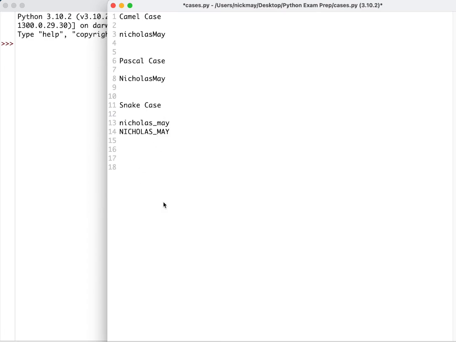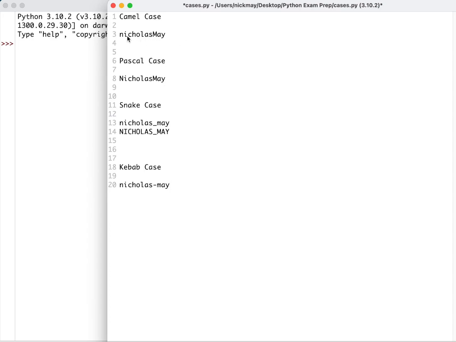Now the last one that we see sometimes, and this is pretty rare, but you do see this as well, is called Kebab Case. Kebab Case, kind of like a shish kebab, has a dash instead of an underline. So it has Nicholas dash May. All of these are just naming conventions, and you can use them in all different programs in all different ways. It's just so that you know the difference, right?